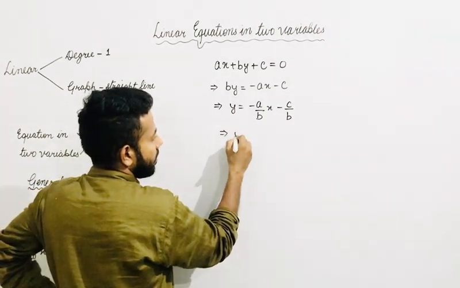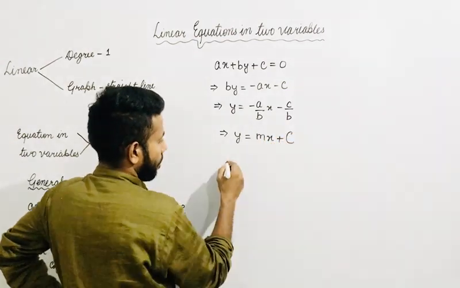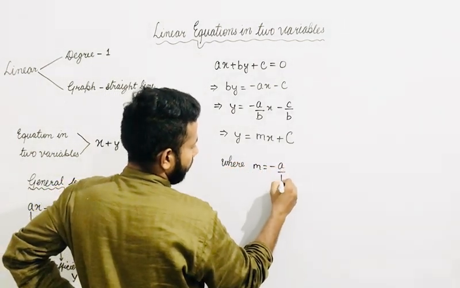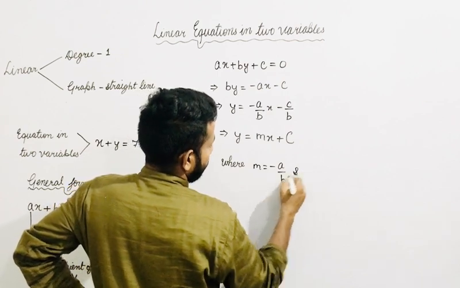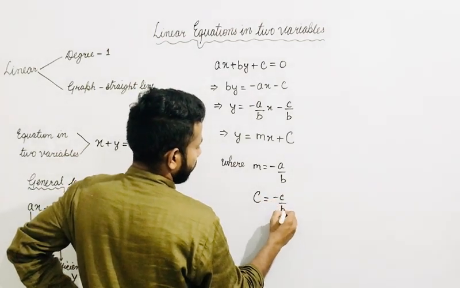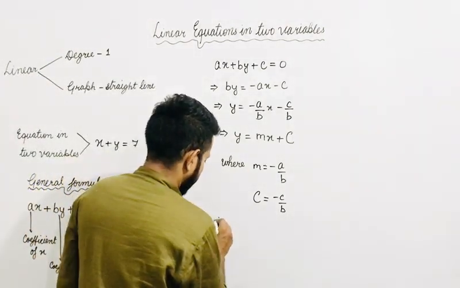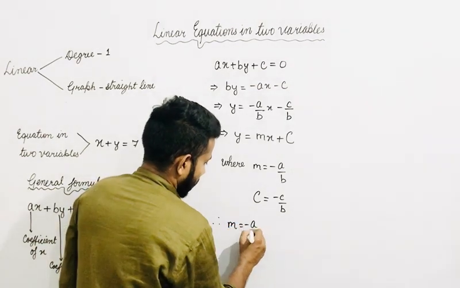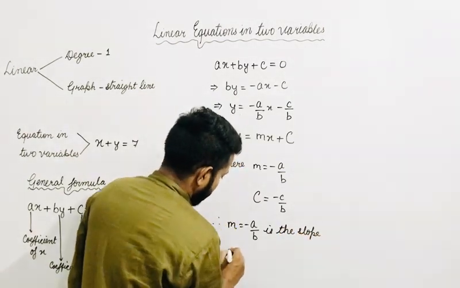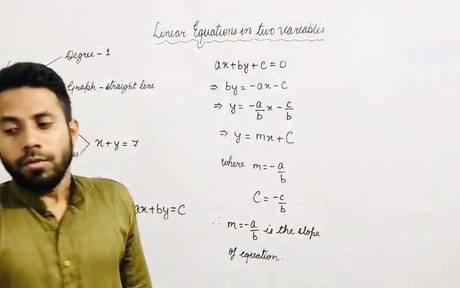Now from here, y will be equal to minus a by b x minus c by b. So you can write it collectively as y equals to mx plus c, where m equals to minus a by b and c equals to minus c by b, and m is the slope of the equation.